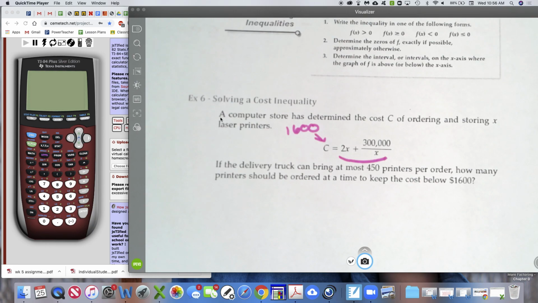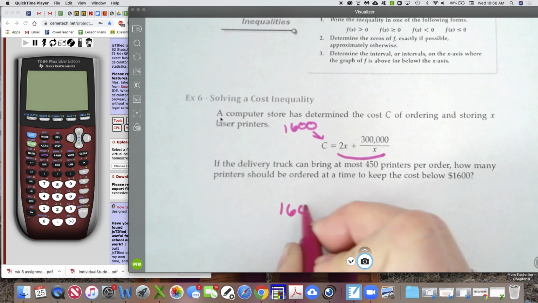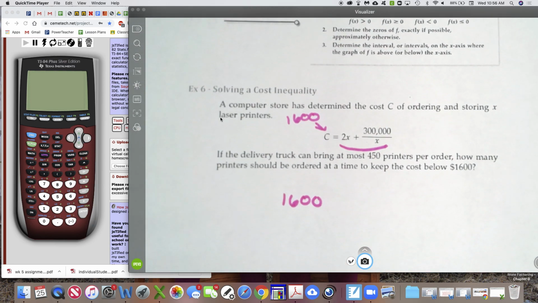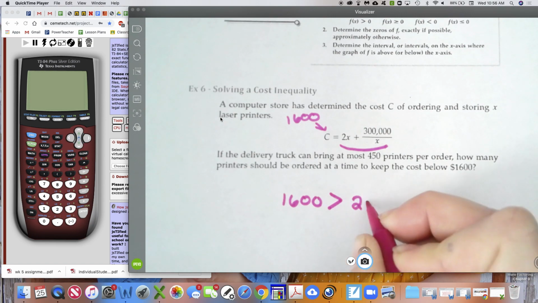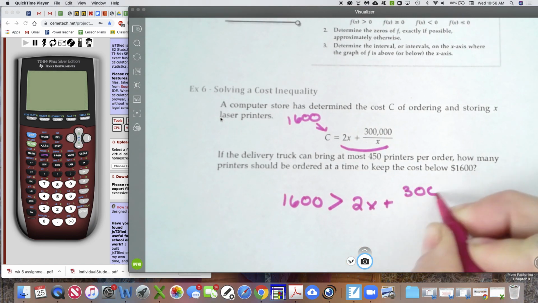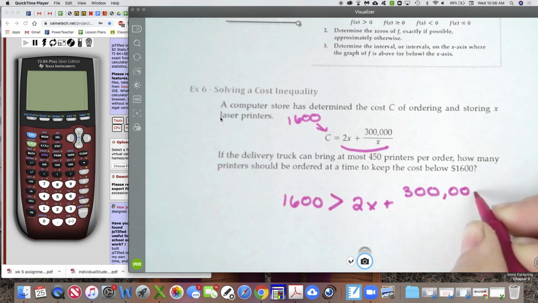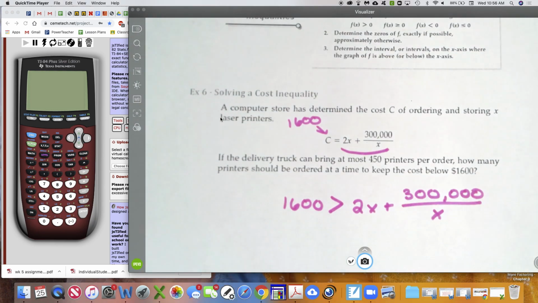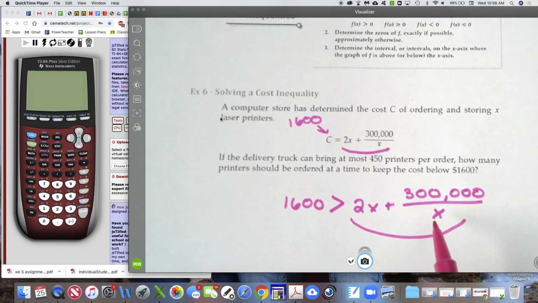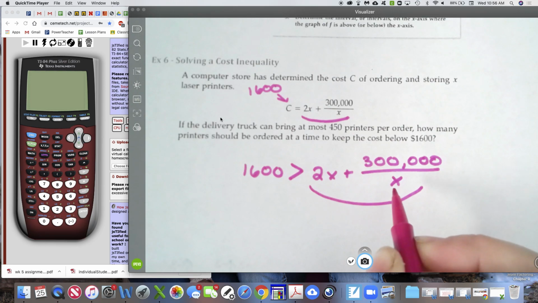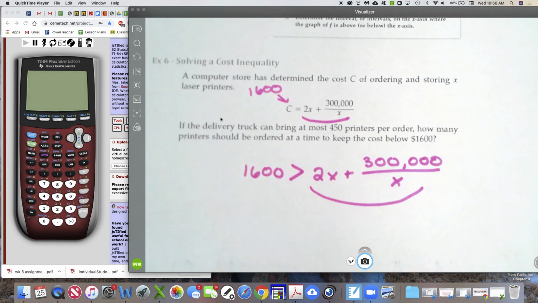So which way is my symbol going to face? I want this to be the lower end. Less than. Because this is representing cost, and I want this to be less than the 1,600. This has to be smaller than 1,600. All right, now what can we do?